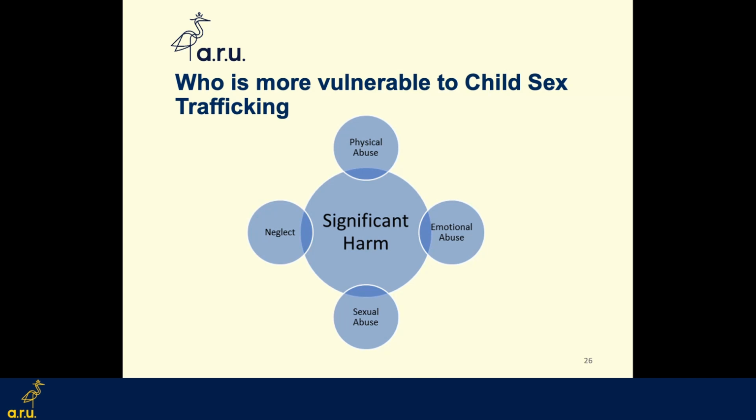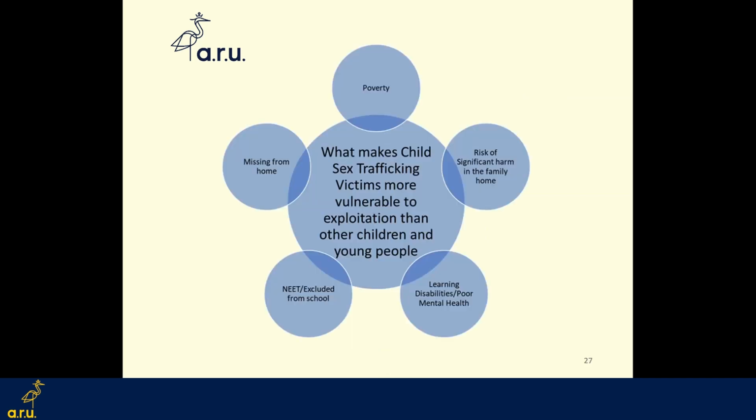If these child protection conferences can't be convened for dangers in the community, then there are a lot of young people who are going to go amiss. And then there are other elements, like what makes child victims more vulnerable to exploitation. You can perhaps use this for any form of exploitation. Poverty is a key indicator here. People who live in deprived communities, children who go missing from home, risk of significant harm in the family, children who are excluded from school. Learning difficulties is another element of this.